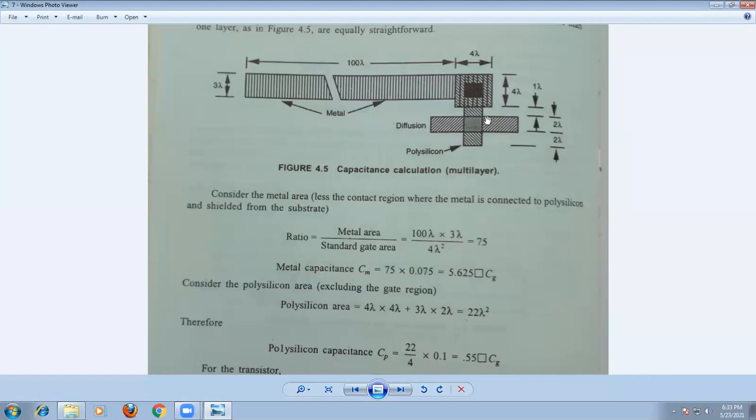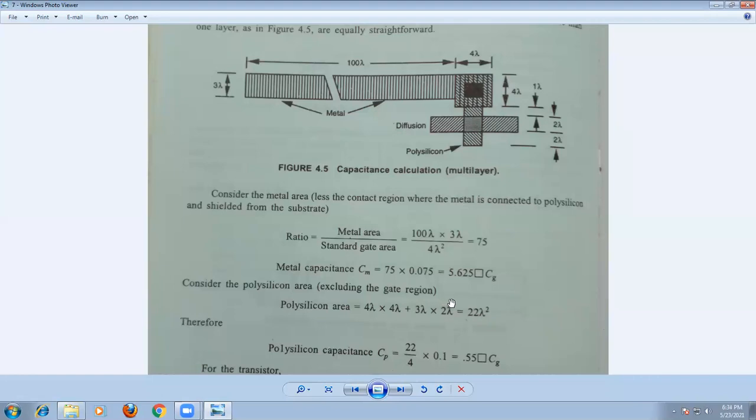This area into 2 lambda: 1 lambda plus 2 lambda, that is 3 lambda, into the width of 2 lambda, plus 4 lambda into 4 lambda, that is the polysilicon of the contact cut. The total polysilicon that exists here is 4 lambda by 4 lambda, this is the contact, plus 3 lambda into 2 lambda. So we get 22 lambda square as the poly area.